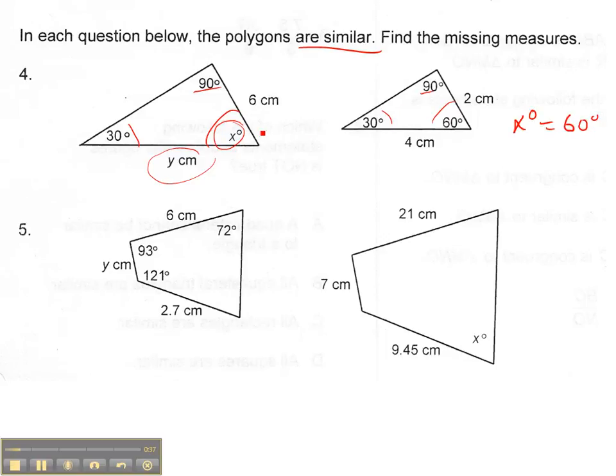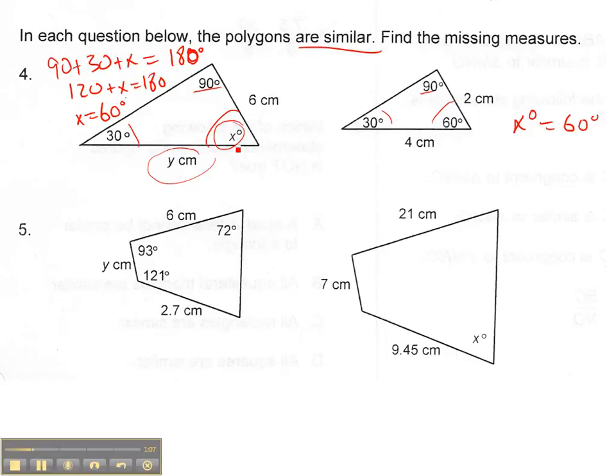Also, note that we really didn't even need to know that. We know that all the angles of a triangle equal 180 degrees. So 90 plus 30 plus x must equal 180 degrees. We haven't gone over that yet this year, but you did that last year. So 120 plus x equals 180, so x must equal 60.